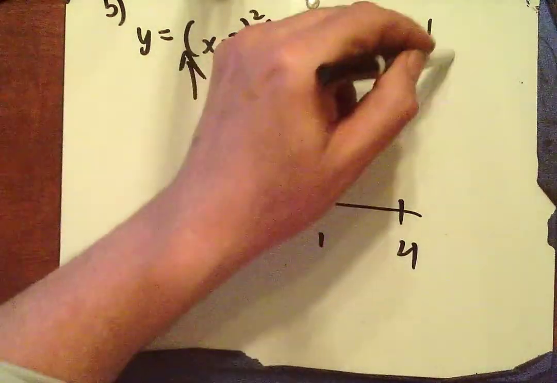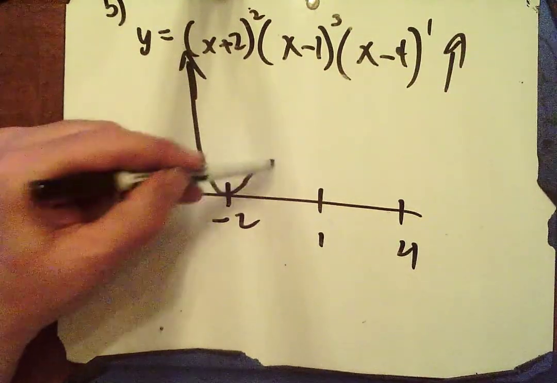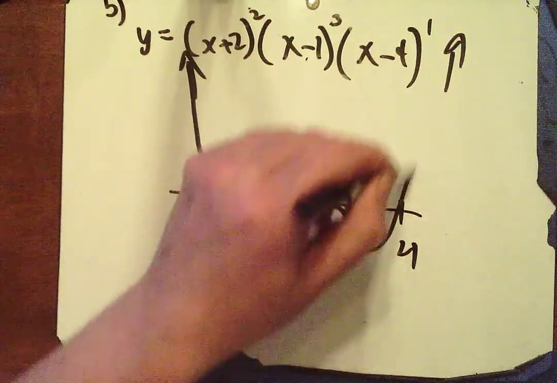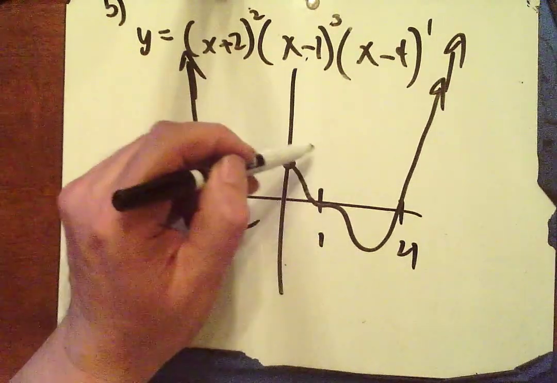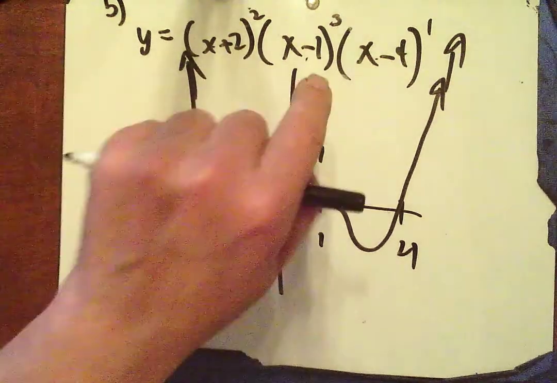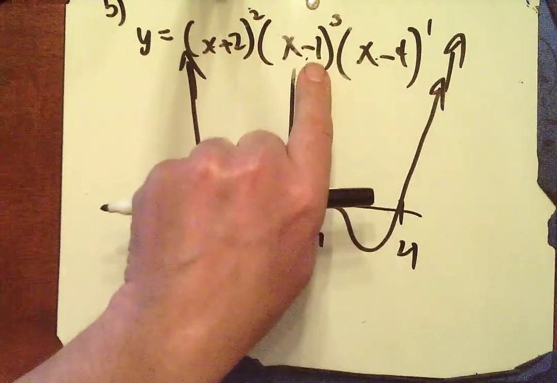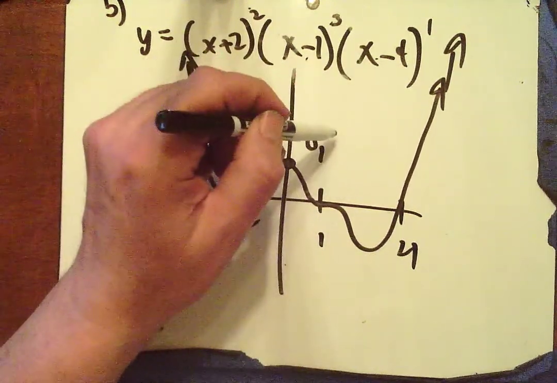Both ends go up. We know there's a bounce at negative 2. We know there's a wiggle at positive 1, and passing through at 4. Don't forget to label the y-intercept by plugging a 0 in for all these x's. That's going to be negative 1 times negative 4, positive 4, times 2 squared, or 4, so we get 16.